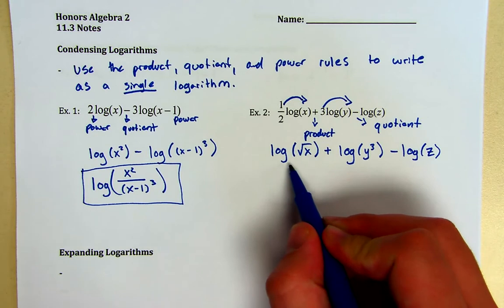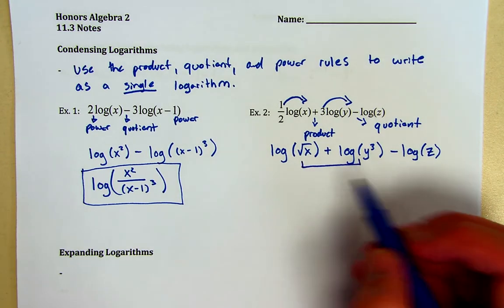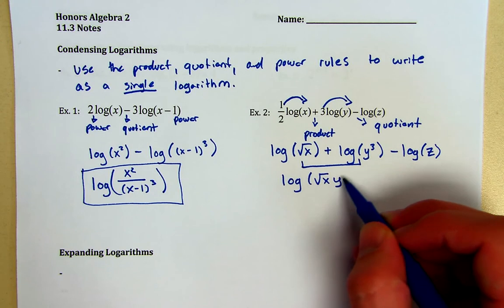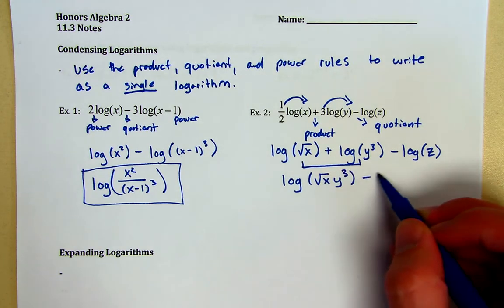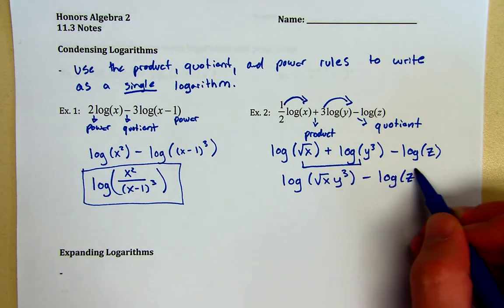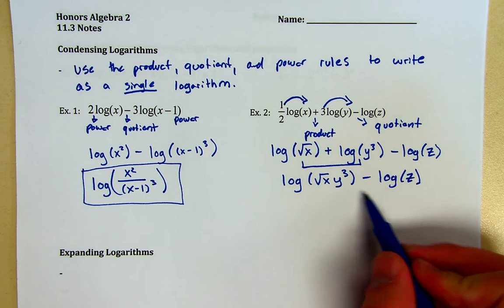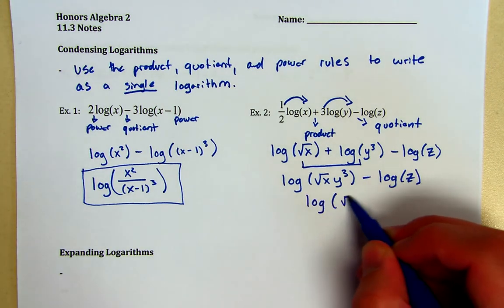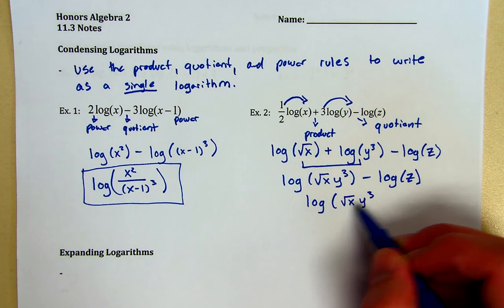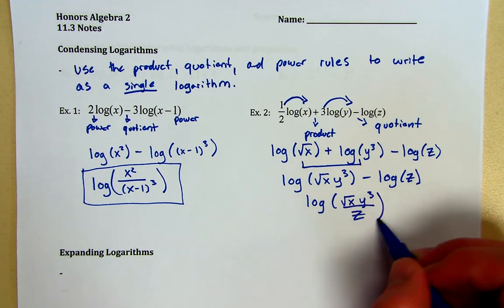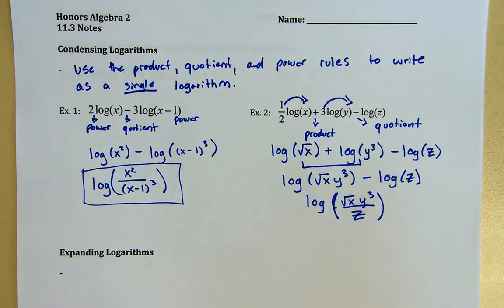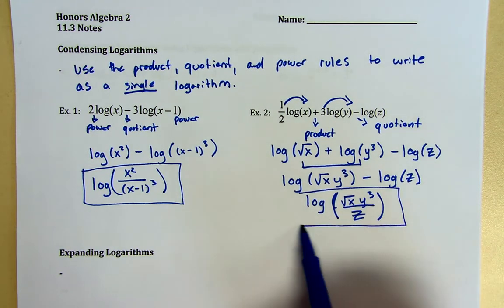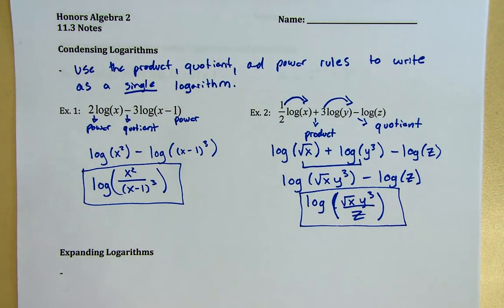So now I'm going to combine this. I have a product going on, so log of the square root of x times y cubed minus log of z. And finally, my last thing to do is connect the quotient rule. So I have log of the square root of x, y cubed, all over z. And again, if I could reduce something, I would, but in this case, I have nothing I can cancel out.